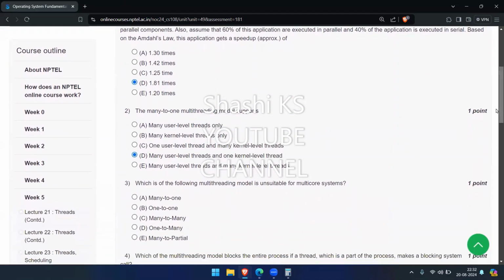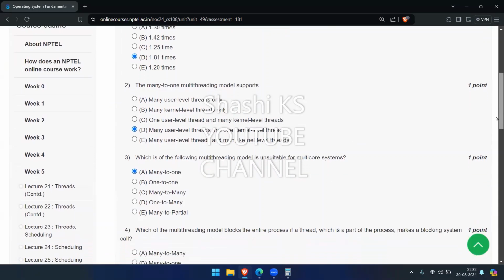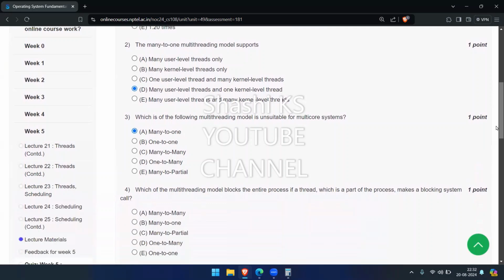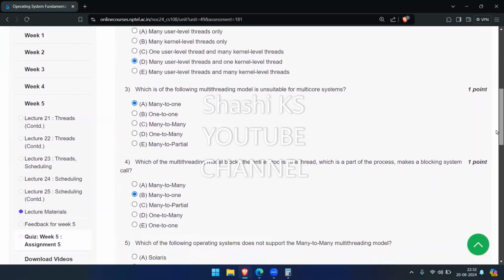Next question, which of the following multi-threading models is unsuitable for multi-core systems? The right answer is the many-to-one model, in which many user level threads are mapped to one single kernel level thread. This is unsuitable for multi-core systems. The next question, which multi-threading model blocks the entire process if a thread which is part of the process makes a blocking system call? Many-to-many, many-to-one, many-to-partial, one-to-many, and one-to-one. The answer is the many-to-one model, which blocks the entire process if one thread makes a blocking system call.